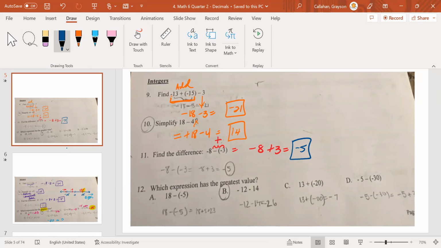Okay, number 12, which one has the greatest value? Let's find all of them and figure it out. Double negative makes it a positive. So what's 18 plus 5? Okay, negative 12 minus 14. Positive or negative? It's important to go ahead and write that down. Okay, next one. Okay, D.